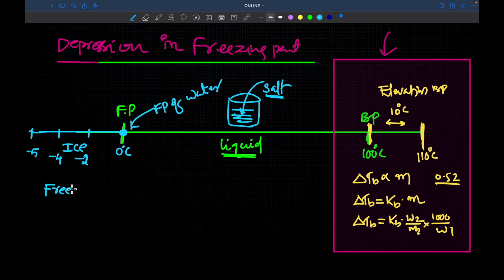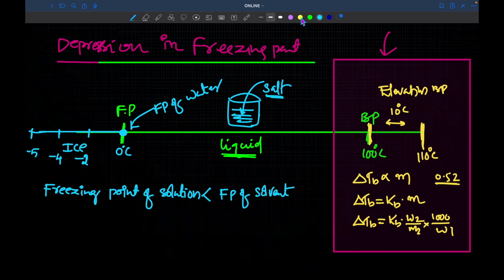Freezing point of a solution is always less than freezing point of pure solvent. So, this is always true.